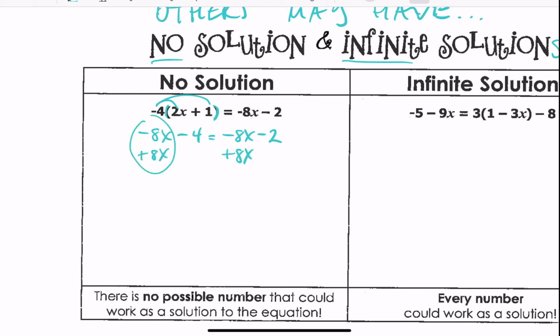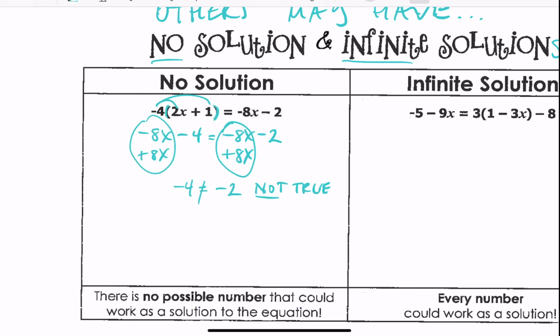And look, this becomes a 0 on this side, and this becomes a 0 on that side. And I end up with -4 equals -2, which is not true. That does not work. -4 is not equal to -2.